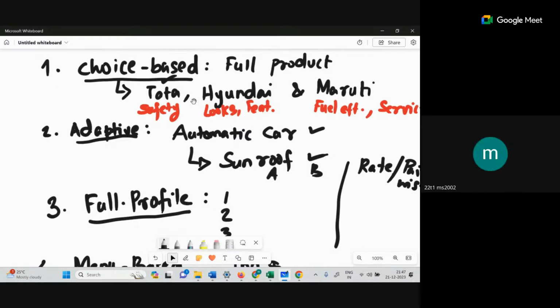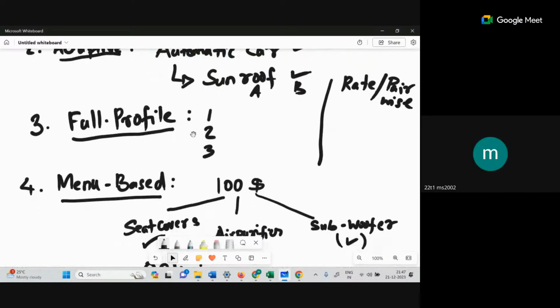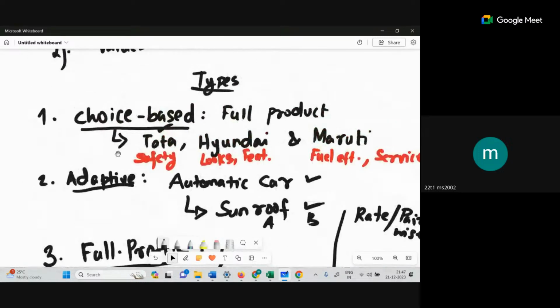In full profile, what you have is different variants, right? Maybe the consumer likes Honda's engine more than Maruti's engine. The consumer might like the features of Hyundai over Honda and so on. You have variants and different products, and you are looking at different attributes in a full profile. Here, choice based, you are only given a full product. There is no separate engine or transmission. It is there, but you are only comparing the full products. That is the difference.